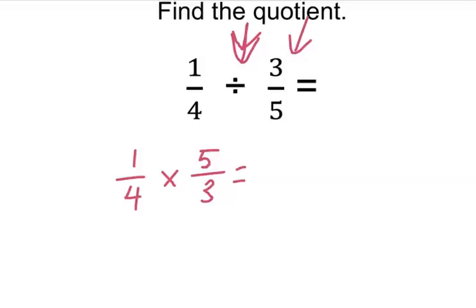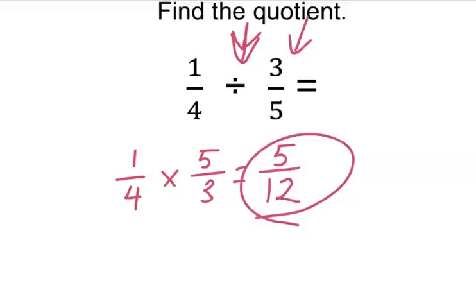So 1 times 5 is 5, and then 4 times 3 is 12. 5 over 12, can't reduce it. There's our answer. All right, that's all we have to do for that one.